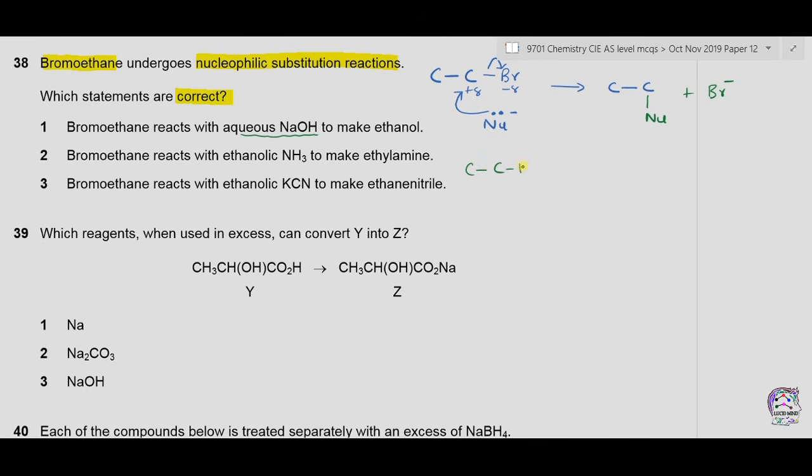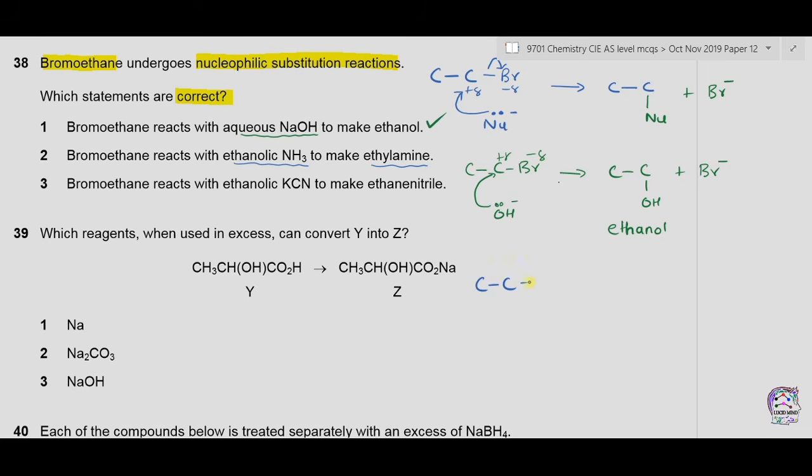We have bromoethane and it will react with aqueous OH. What will happen is that OH will be attached to the carbon atom and bromine will be removed in the form of a negative ion. As 2 carbon OH is ethanol, therefore option 1 is correct. Option 2, bromoethane reacts with ethanolic NH3 to make ethylamine. Let's look into this reaction.